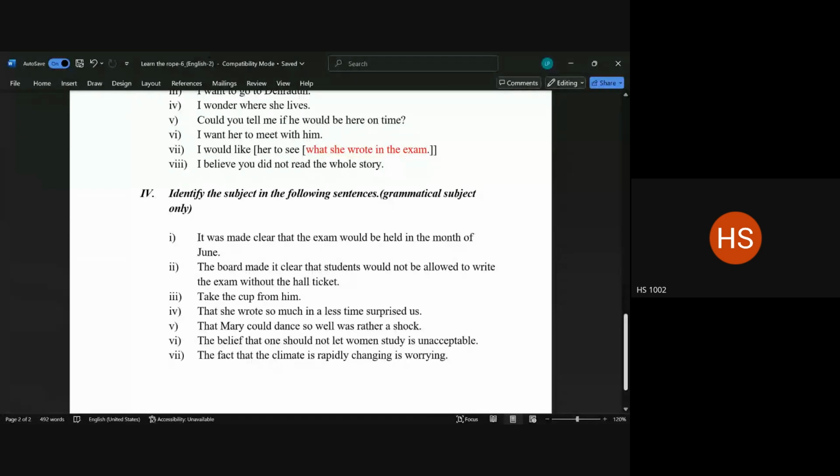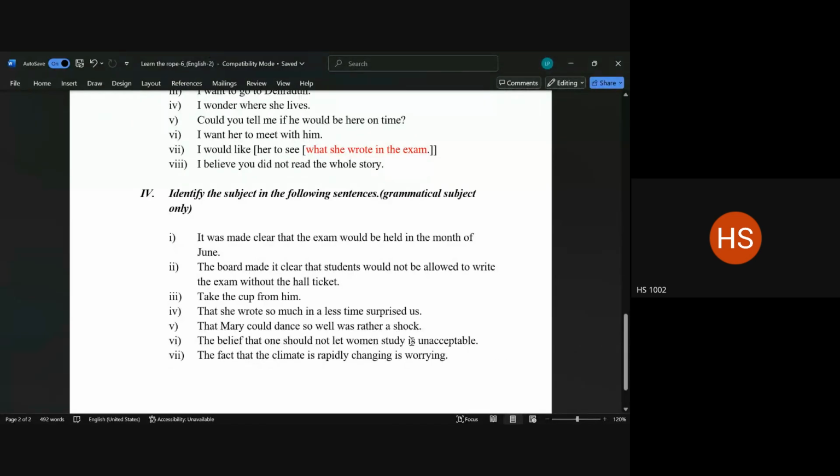Sixth one: the belief that one should not let women study is unacceptable. The belief that one should not let women study is unacceptable. Then the belief, a belief. So this is the place where you have to be careful.